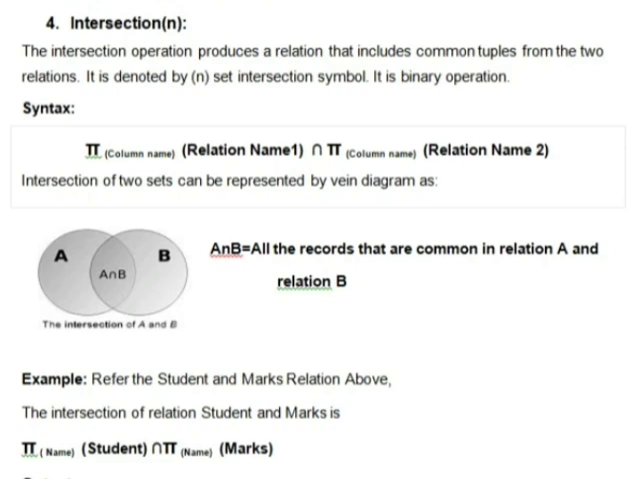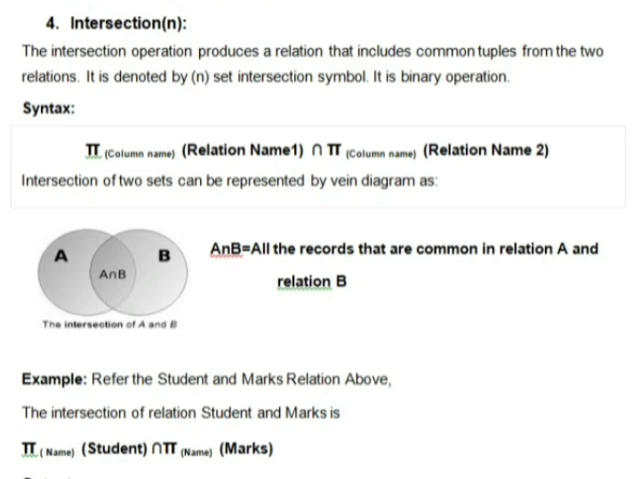The intersection operation produces a relation that includes the common tuples from the two relations. It is denoted by the set intersection symbol. It is a binary operation. So when we have two tables and we want to produce a relation that only contains the common tuples from both relations, at that time we will use intersection.